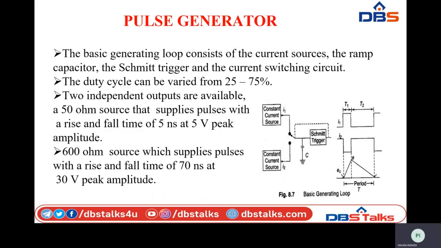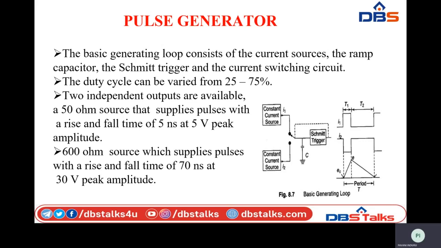The basic generating loop is nothing but the two constant current sources along with this Schmitt trigger and integrator, which have different on and off time periods. Present at the output is the output of the ramp capacitance, which linearly increases with time up to a certain maximum range, and then it decreases linearly with respect to time. Here we have symmetry control, which controls the current flowing through the capacitor so that we can control the frequency of the signal.